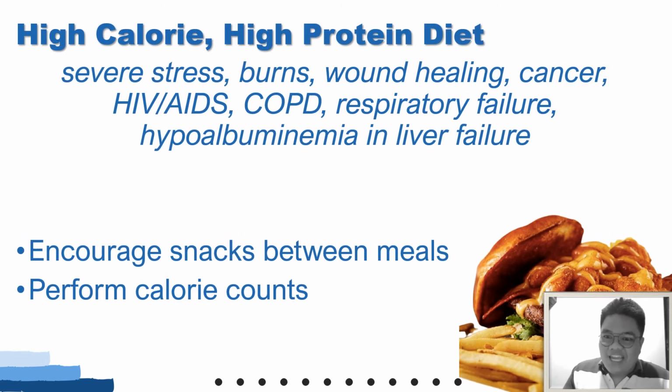Next, high caloric and high protein diet. Okay? When do we use your high caloric and high protein diet? They are used for the following conditions. Severe stress. Okay? Severe stress is one. Another one is burns, wound healing. Class, for those three conditions, the reason is that you would want to increase the healing process of your patient.